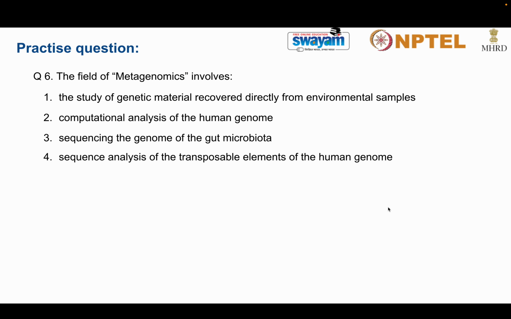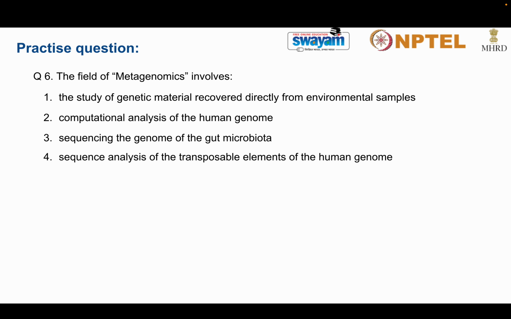Now let's move to the next question. Question 6 says, the field of metagenomics involves. So we have also gone through the term metagenomics. Now let's see the options. Option 1 is the study of genetic material recovered directly from the environmental samples. Option 2 is computational analysis of the human genome. Option 3 is sequencing the genome of the gut microbiota. And option 4 is sequence analysis of the transposable elements of the human genome.